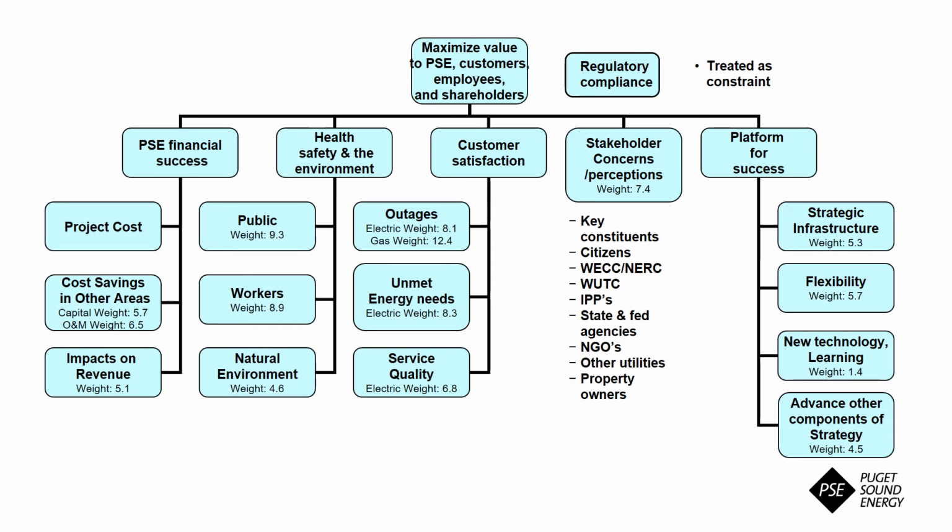Electric projects can be compared to gas projects, for example, and projects that improve electric system reliability can be compared to projects that address electric system capacity. While the weightings may be subjective, the method for applying them is objective and transparent.